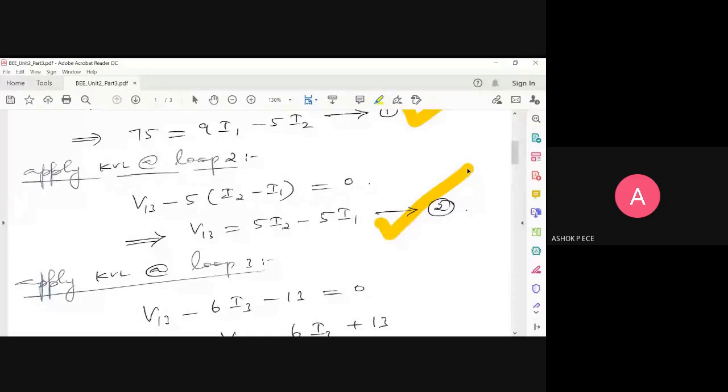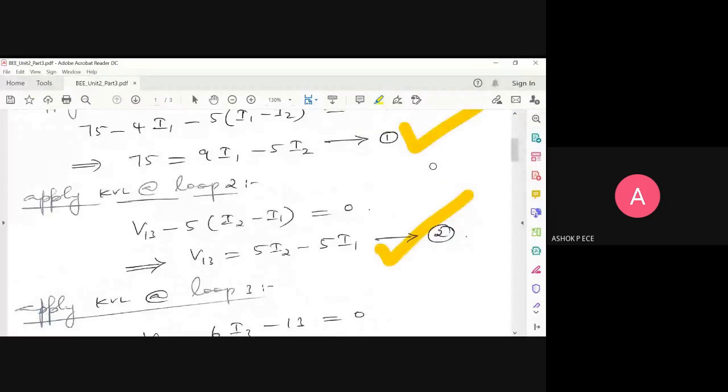Anybody having a doubt in equation 1 and 2? You can ask me. Is it clear to everyone? Yes, sir. Same way, loop 3.